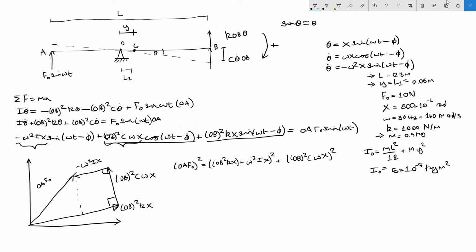Now substituting our known values into this equation here, we should get that 1 is equal to 0.374 plus c squared times 1.01 times 10 to the minus 4. And from this we should be able to work out that c is equal to 78.7 newton seconds per meter.